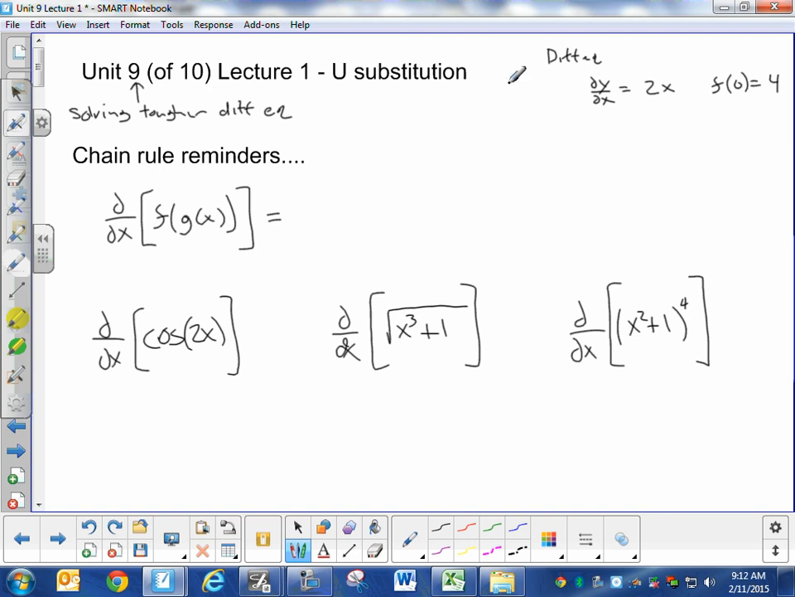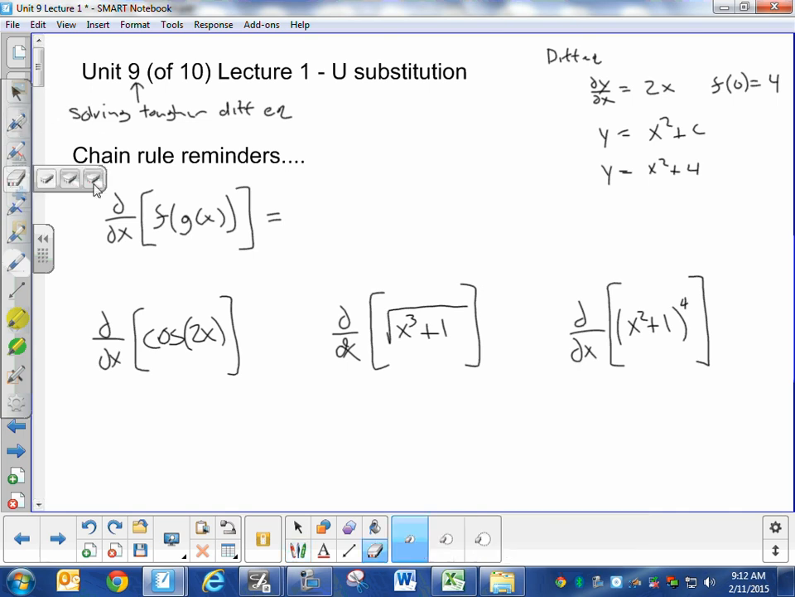So you take the antiderivative of this, and you get x squared plus c, and you could say that's equal to y, or you could say that was equal to f. And then we find c by using that information, right? Okay, that's solving a differential equation.